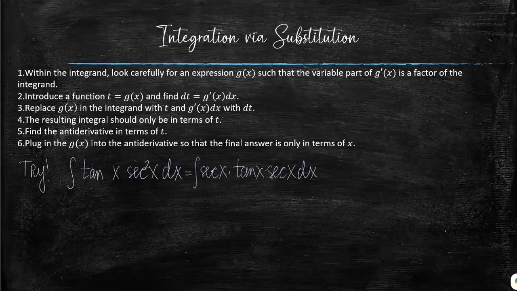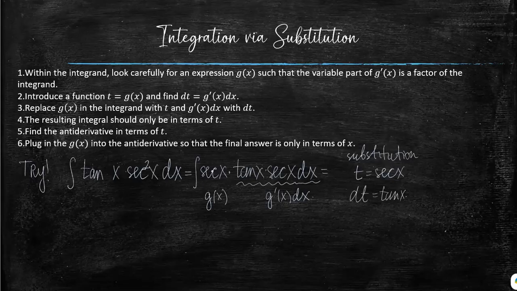And how is this helpful? Because now I'm going to recognize this as my g prime of x dx, and this is going to be my g of x. And my substitution will be organized in the following way. t is equal to secant x, dt is equal to tangent x secant x dx.